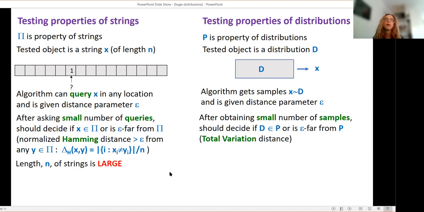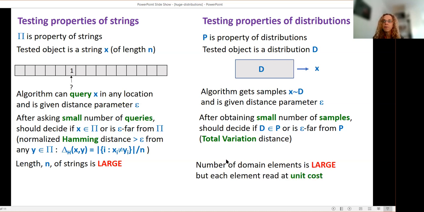An important thing to note here is that when talking about properties of strings, the length n of strings is considered large, or else I could just read all symbols in the string. And in the case of distributions, we think of the number of domain elements as being large, but each element is read at unit cost. And in both models, the algorithm is allowed a small constant failure probability.